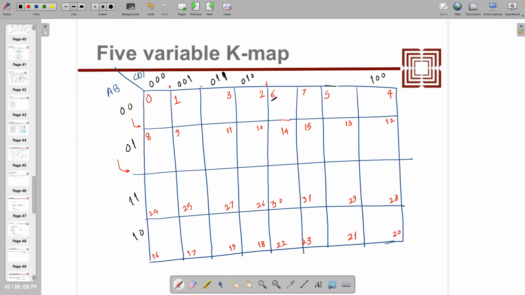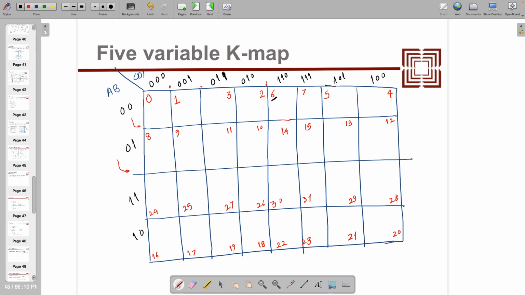Here it will be 1, 0, 0, right? 1, 0, 1, 1, 1, 1, and 1, 1, 0. Is this fine? Yeah, Radha, right? Yeah, this is fine now, right? So these are the entries, right? No doubt about it. So, I made a mistake over here, but now it's corrected.